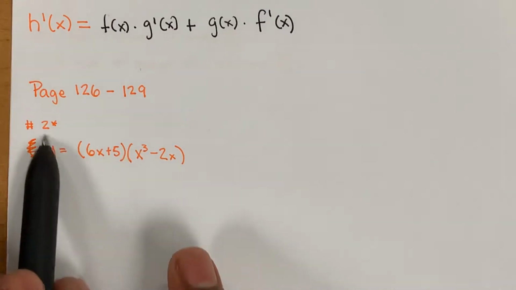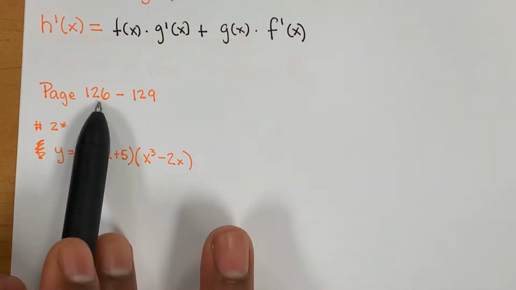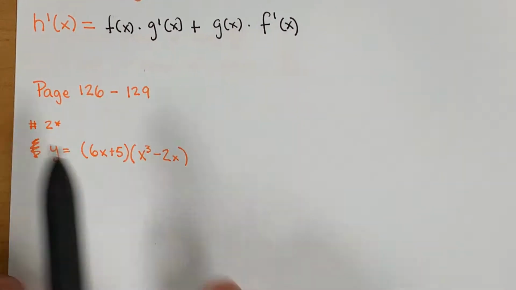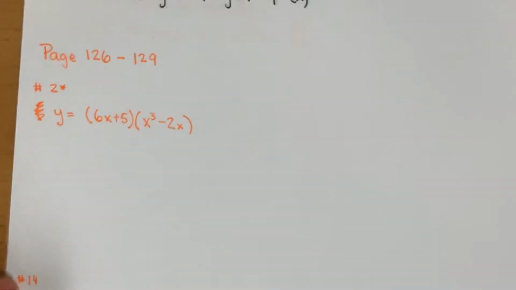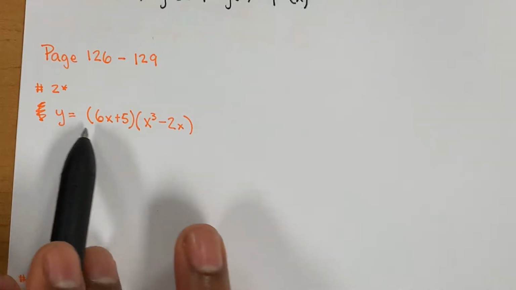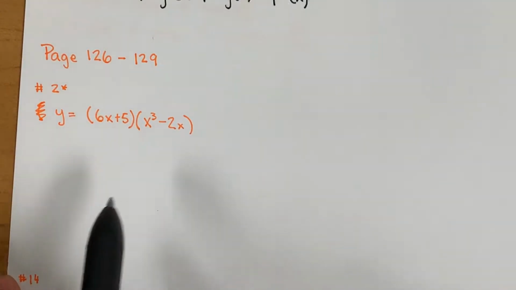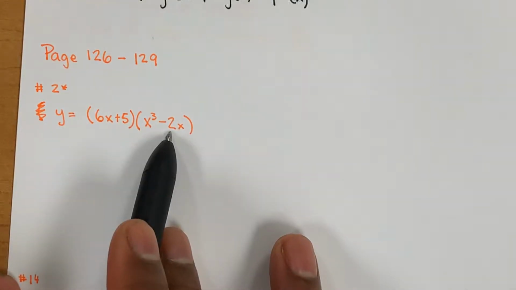So here, I'm working examples from the textbook. It's page 126 to 129. This one is problem number 2. For problem number 2, I always encourage you to either read the problem to yourself, or read it out loud, softly if you have to. We have y equals 6x plus 5 times x cubed minus 2x. And because we have this 6x plus 5 times, this is going to be the product rule.